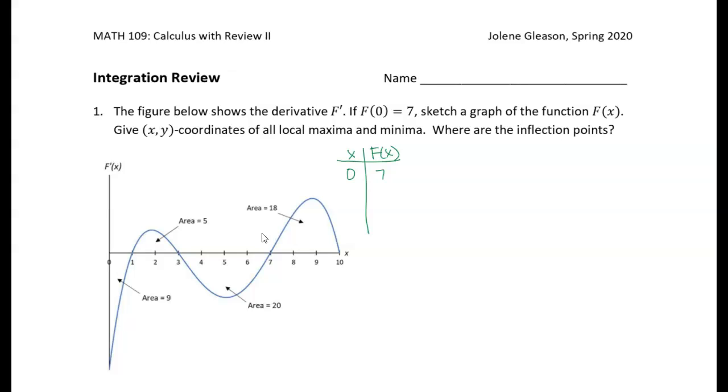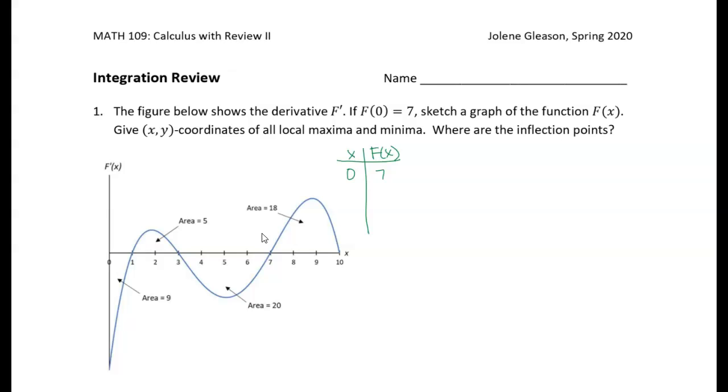So we know that if we were going to graph this capital F function, it will pass through the point 0, 7. Okay, and then we can use the areas that are given here to find the other points, right? Because the area under the derivative curve gives you the change in the value of the function, by the fundamental theorem of calculus.